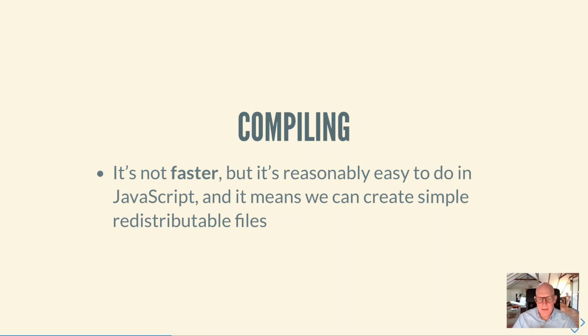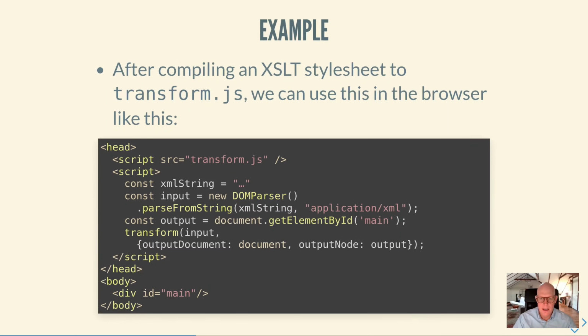So I'd like to talk about compilation a bit. First off, I'd just like to say off the bat, I did kind of think compiling to JavaScript directly would be fast. I don't think at the end of the day it's really faster than compiling to some intermediary format like Saxon does. But it is actually reasonably easy to do in JavaScript / TypeScript, and it means you can create simple redistributable files. So I'm happy with the process in general. I think it's reasonably simple, and it has some interesting benefits, which I can go into later.